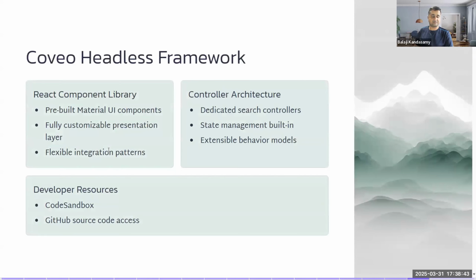Moving on to the Coveo Headless framework. This is more like a React component library, and it's pre-built with Material UI components. It's fully customizable, with a lot of flexibility on the integration side of things. You have a search controller, and state management is built in. I will quickly show you that. Also keep in mind, specifically with the Coveo Headless framework, the code base is available in GitHub. So you're not building everything from scratch. Rather, you can take that as a baseline and start building on top of it.